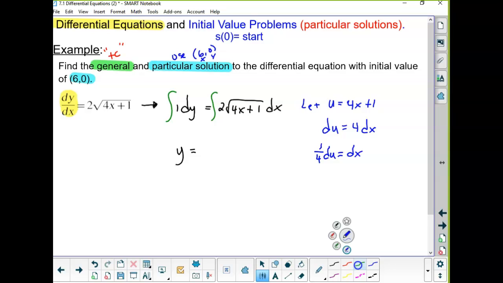Now I can set up my new integral. So what happens to the 2 original? Well, the 2 is just a multiplier, so that's going to float outside the radical. I still have the square root, but now it's going to be the square root of u. And then instead of writing the dx, we're going to replace dx with 1/4 du. And that 1/4 will float to the outside.